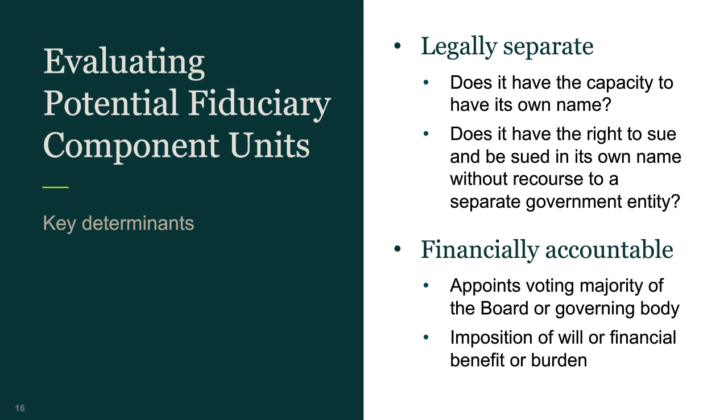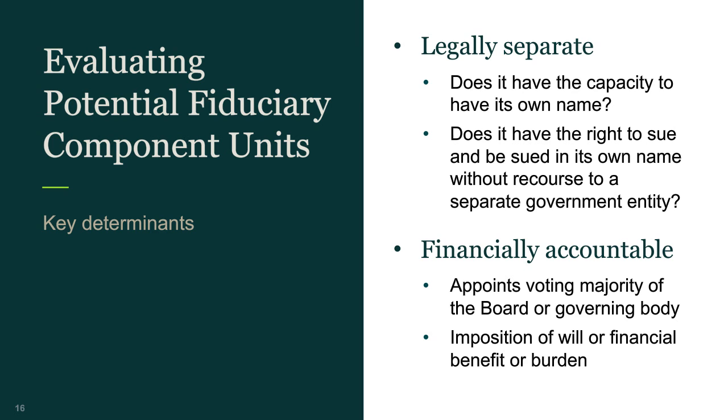And also, what type of financial relationship does the primary government have with the potential component unit? So again, going back to that example, if the government is responsible for making contributions to the trust, then there is a financial burden aspect that helps to build a case for the pension trust being considered a fiduciary component unit of that primary government.